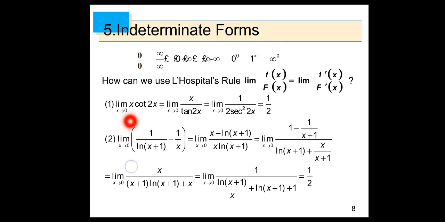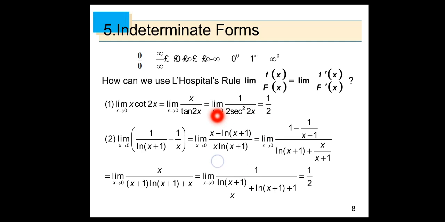So now you can see the example over here. In this particular example, this function is in the form of f of x by g of x, right? This is f of x, and this is our g of x, and then we take the derivative of both. The derivative of x is 1, the derivative of tan 2x is 2 secant square 2x, right? And then we simplify them further, it will be 1 by 2.